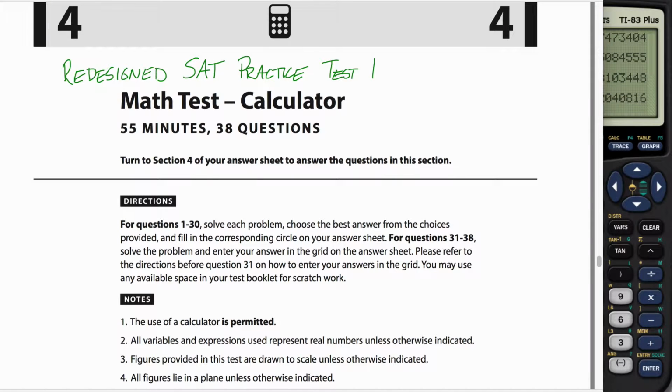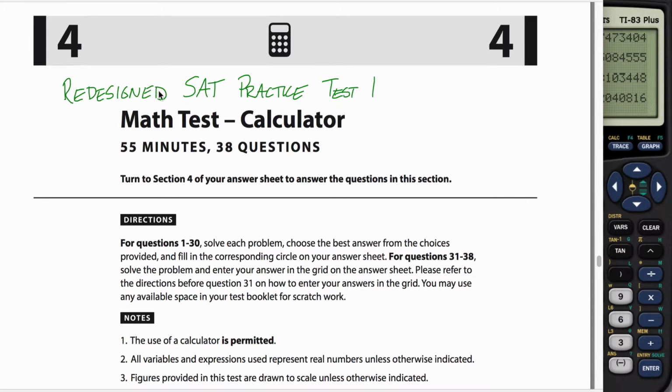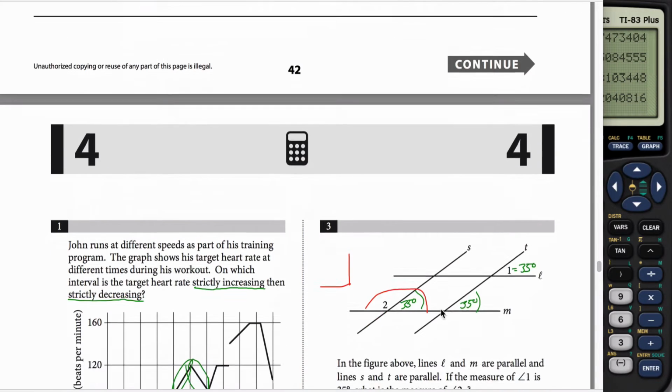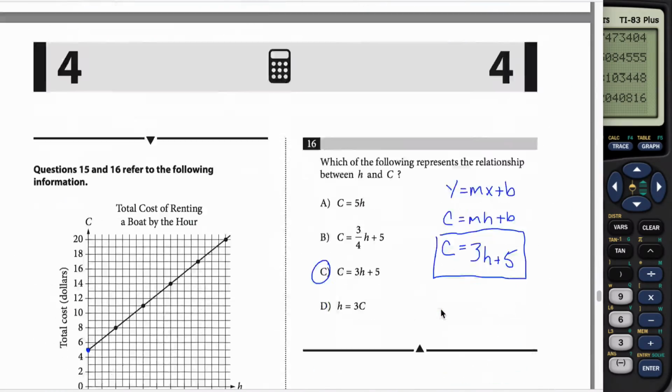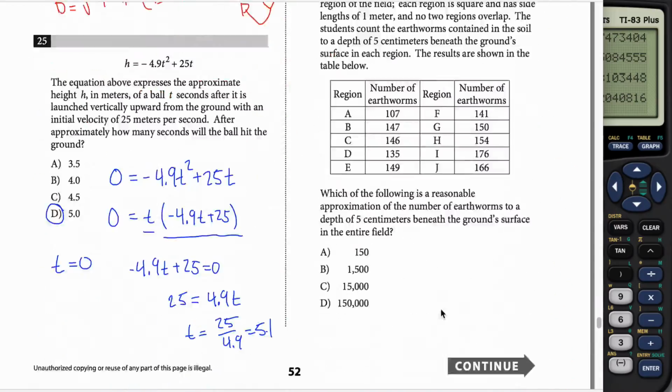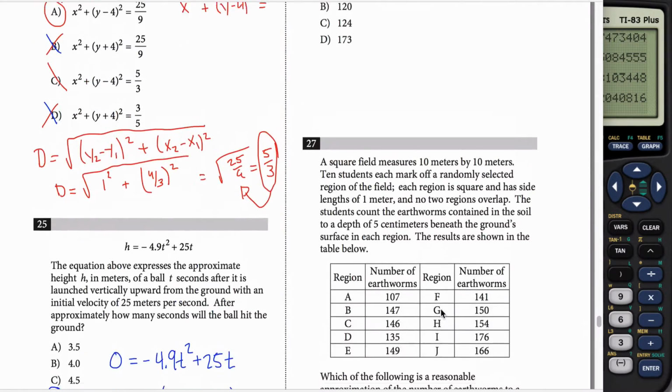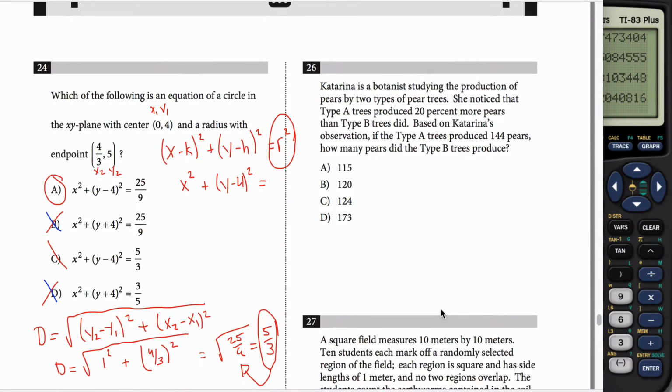All right, here is part 4 of section 4 of this redesigned SAT practice test 1. In this video, I'm going to work on problems 26 through 30 of this test. In previous videos, as you can kind of see here as I scroll through quickly, I did 1 through 10, 11 through 20, and 21 through 25. So that gets me down here to 26, where I will pick up.